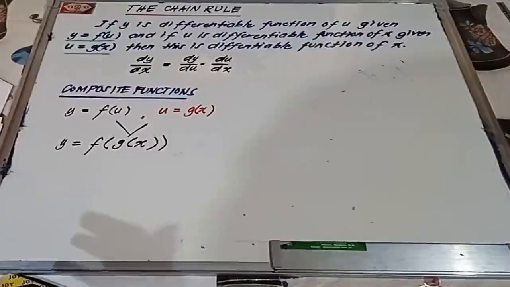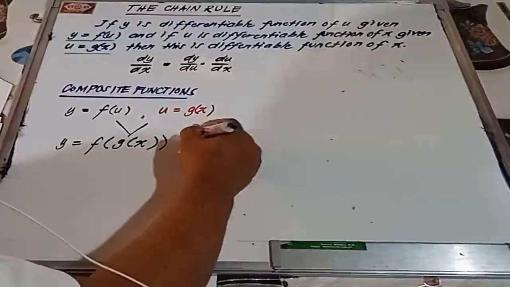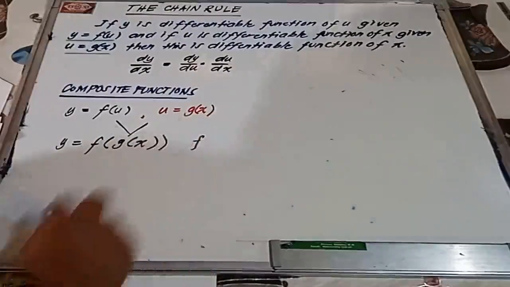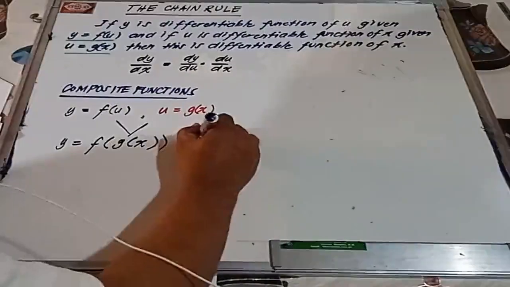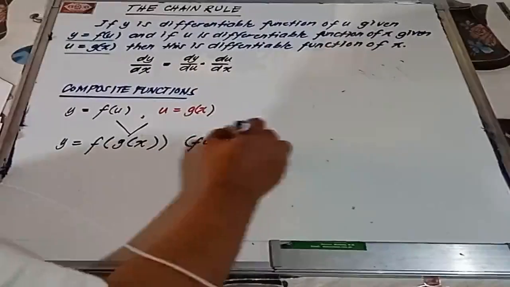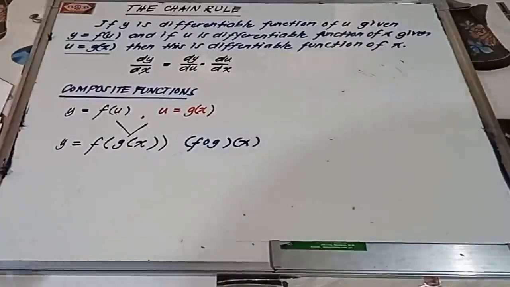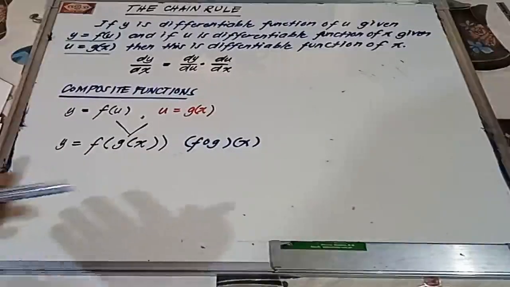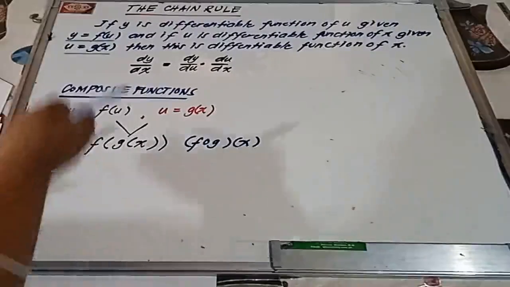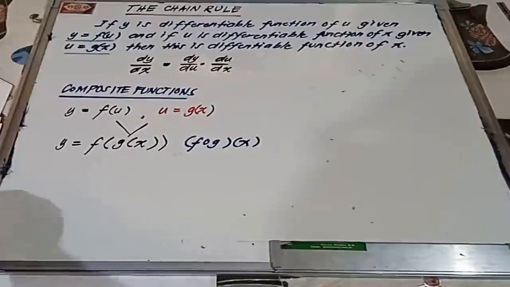At natutunan nyo to nung kayo ay nasa junior high school pa. Ang other form of writing a composite function, kung tandaan nyo pa, is f circle g of x. Yan. So, ang composite function, makukuha natin yung kanyang derivative gamit ang chain rule. Okay? So, yung pinakita ko sa inyong mga rules of differentiation, mapapansin nyo, u na ang ginagamit na nating symbol in terms of x, because u is differentiable function of x, yun ay mga chain rules of differentiation na.